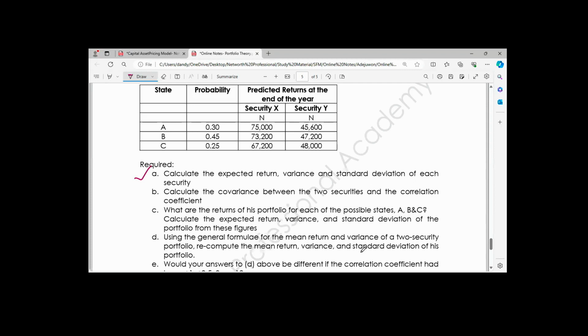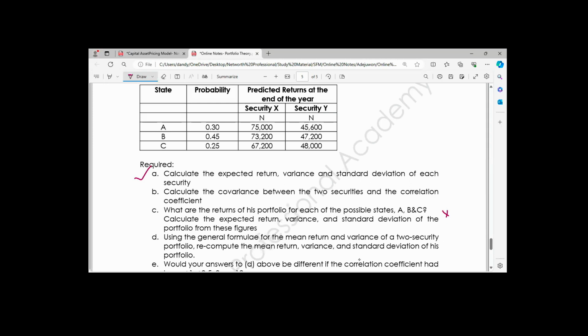Then number C, let me read through the requirement, then I will switch to the working notes. You are told to calculate the return of the portfolio of the investor, and also the returns of his portfolio for each of the possible states A, B, and C. Calculate the expected return, variance, and standard deviation. Now, in this number C, what the examiner is simply telling you is to calculate the expected return of the portfolio and the risk of the portfolio. So we keep it on one side.